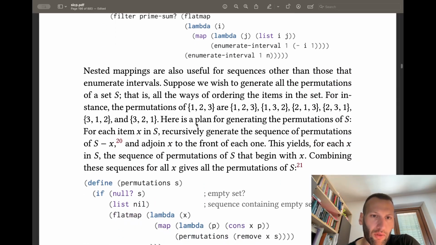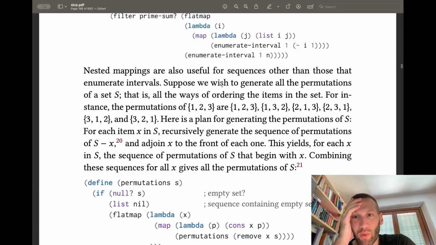Nested mappings are also useful for sequences other than those that enumerate intervals. Suppose we wish to generate all the permutations of a set S, that is, all the ways of ordering the items in the set. For instance, the permutations of 1, 2, 3 are 1, 2, 3; 1, 3, 2; 2, 1, 3; 2, 3, 1; 3, 1, 2; and 3, 2, 1.